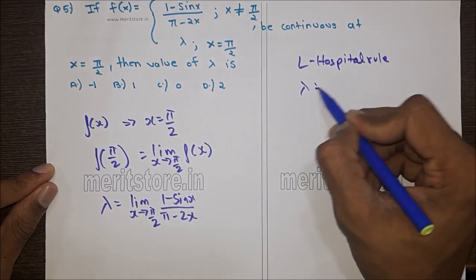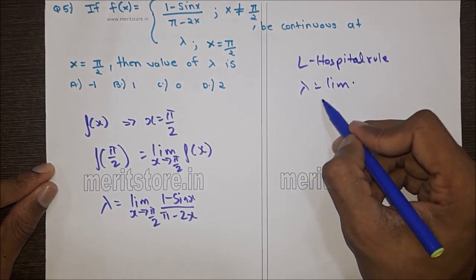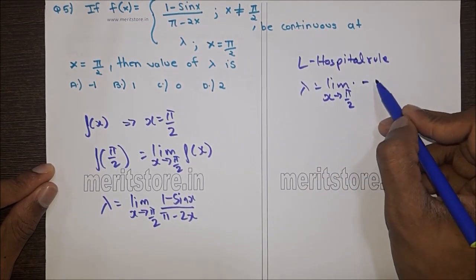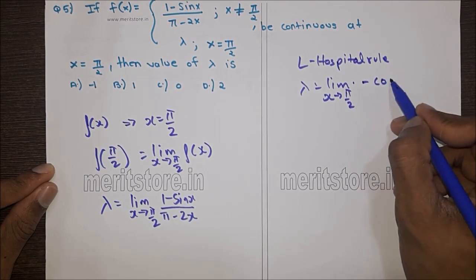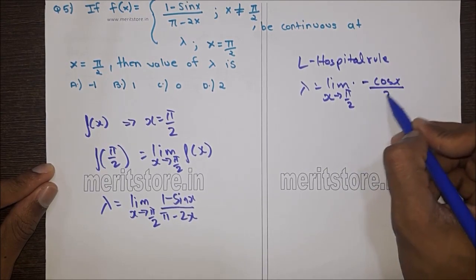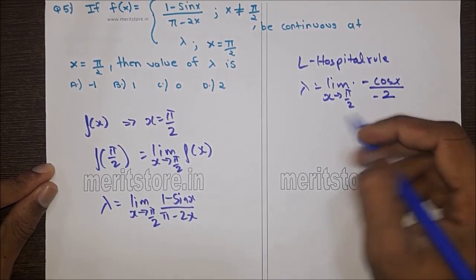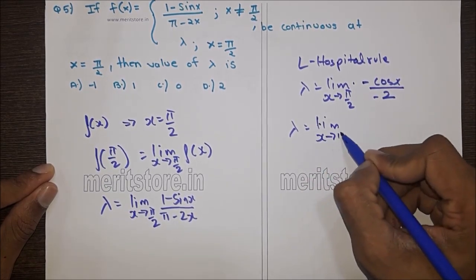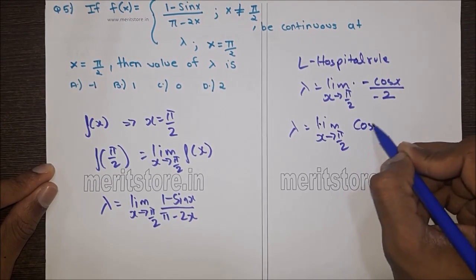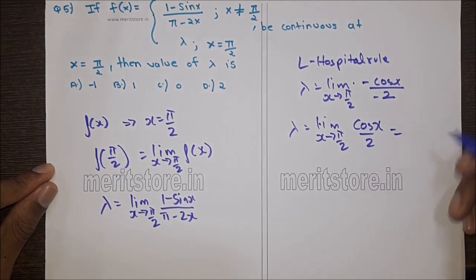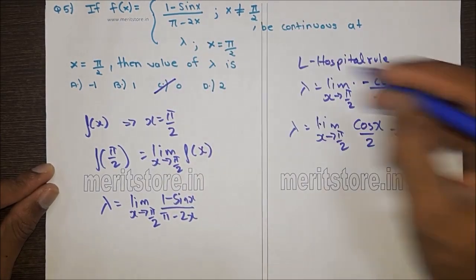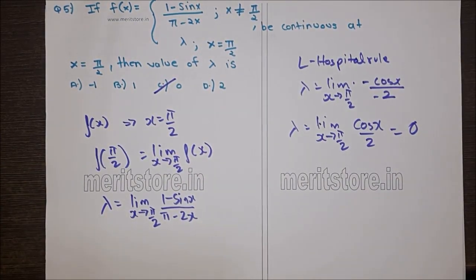we get λ is equal to the limit as x approaches π/2, where the derivative of 1 - sin x is -cos x, upon -2. Therefore, λ is equal to the limit as x approaches π/2 of cos x/2, where we get λ equal to 0. Therefore, our answer matches with option C. Therefore, option C is the correct answer.